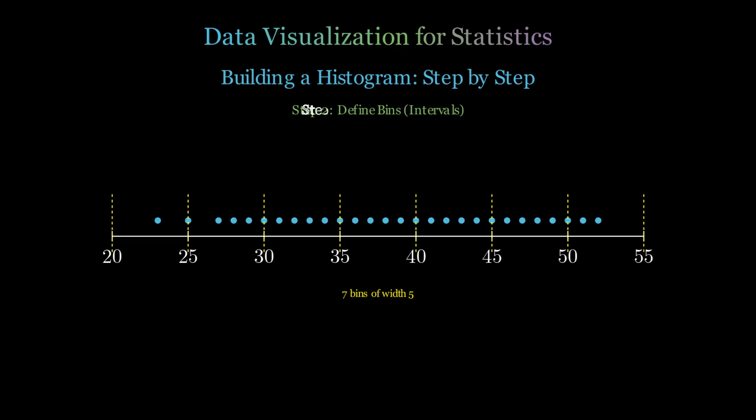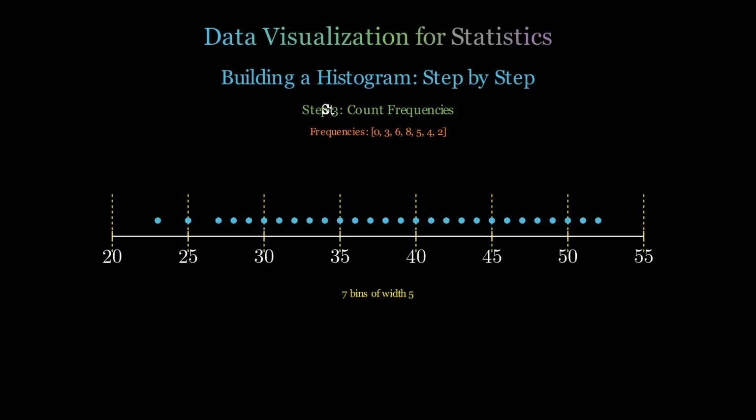Step 3. Count how many data points fall into each bin. This is the heart of the histogram, converting raw data into frequencies. We count 3 values in the first bin from 20 to 25, 6 values in the next bin from 25 to 30, 8 values in the central bin from 30 to 35, and so on. These frequency counts will become the heights of our histogram bars, revealing the distribution pattern.